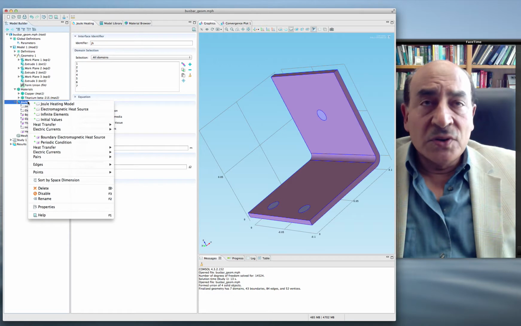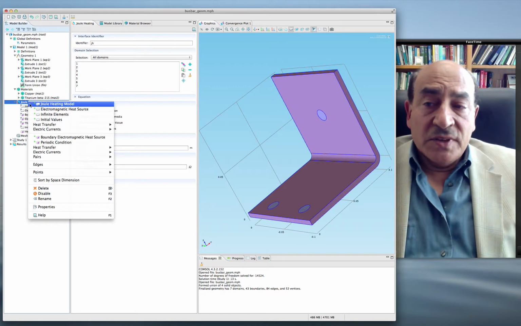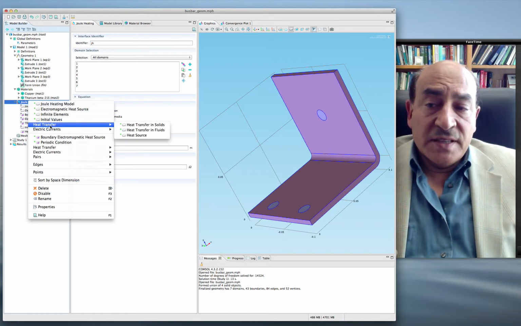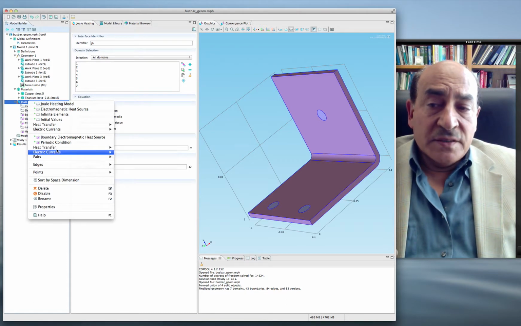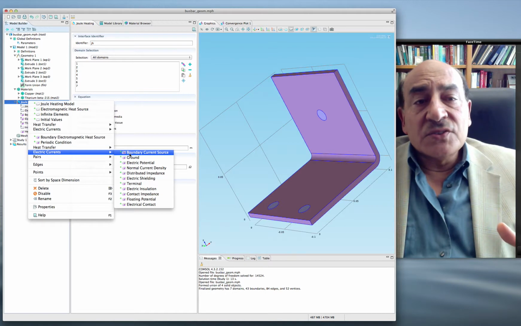Now we don't want heat transfer. We want to switch to the electric part. If we look at the electric part, you can see that I have electric currents instead of heat transfer. The electric currents will give me options for the boundaries. What do I want to do in the boundaries? In fact, what I would like to do is two things.